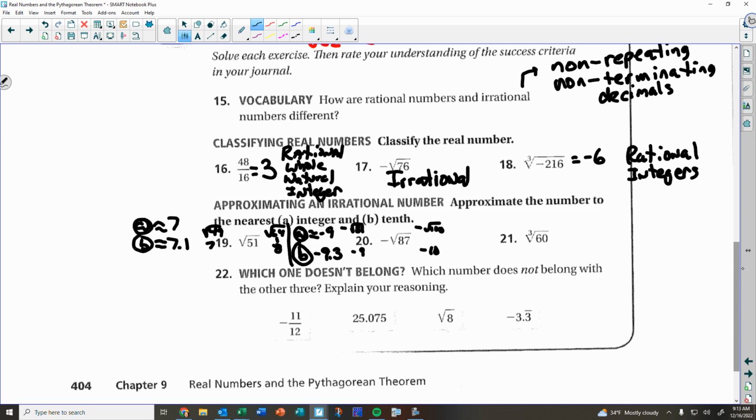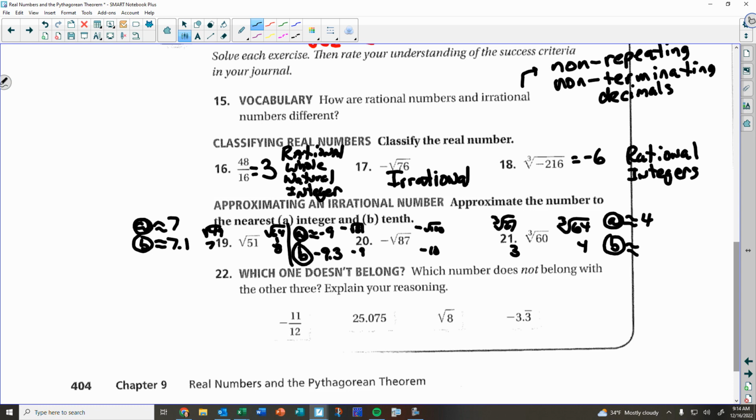And then the last one, the cubic root of 60. Cubic root. Okay, so what does that fall between? Well, 4 cubed is what? 64. So it falls between the cubic root of 64, which is 4, and the cubic root of 3 cubed, which is 27. So is 60 closer to 64 or 27? Yeah, so the A here is going to be about 4 because it's much closer.